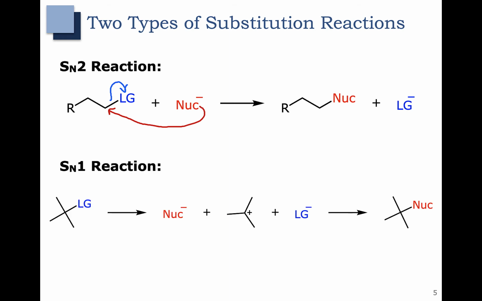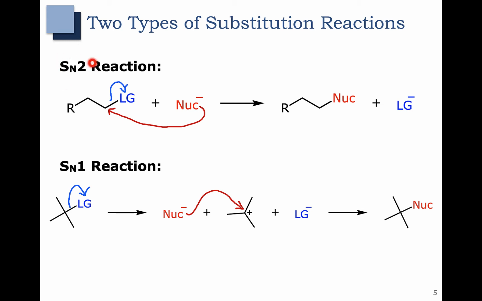In the SN1 reaction, the leaving group falls off first, as shown here. You end up with a carbocation intermediate, and then the nucleophile will attack. So if we compare it to the SN2 reaction, the SN1 reaction takes two steps. The hint here is in the name.